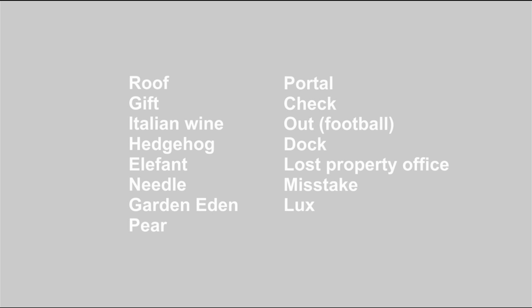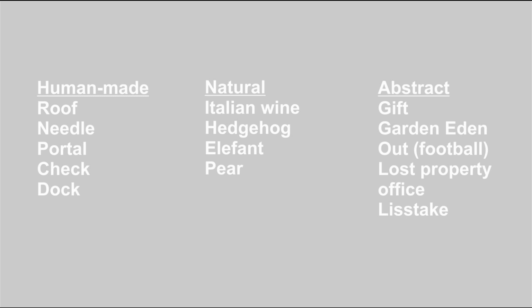Actually, a lot of the other ones are human-made. A roof is built, a dog is also built. Well, maybe let's say we have human-made objects, natural objects, and then we have more abstract things. Human-made objects are roof, needle, portal, check, and dog. Natural objects are Italian wine, hedgehog, elephant, pear. Abstract things are gift, Garden Eden, out as in football, lost property office, and mistake. What's still open is looks.